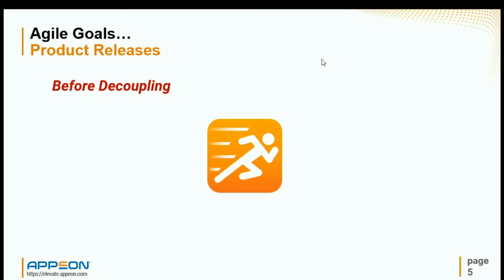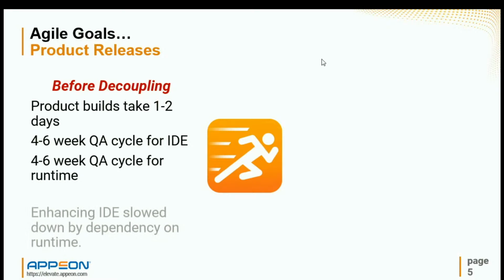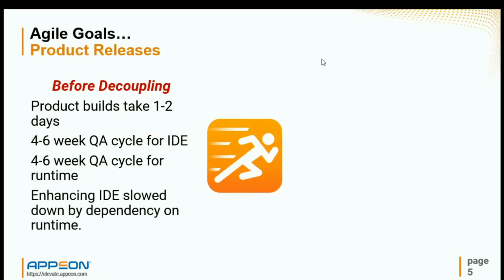So product releases before decoupling, before revision number 3. Product builds take 1 to 2 days for Appeon Engineering. Our Appeon Quality Assurance team takes 4 to 6 weeks to do a QA cycle. And again, a 4 to 6 week cycle for the runtime. Because they're tightly coupled, enhancing the IDE was slowed down by the dependency on the runtime.